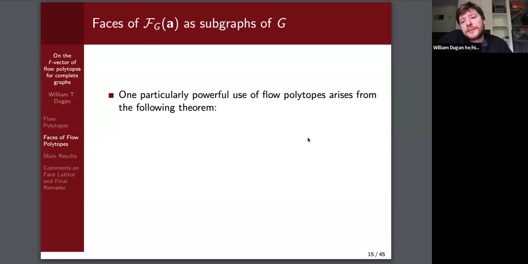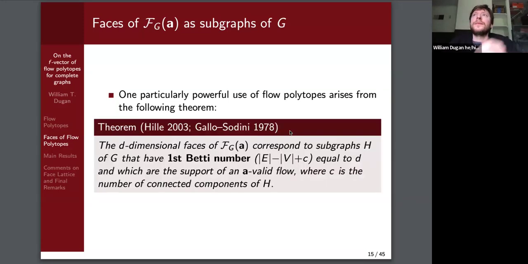One of maybe the biggest things I want to convey to you in this talk is, of course, the definition of flow polytopes, but also this following powerful theorem. The idea is if you can show that your polytope is a flow polytope, you have a very powerful technology for understanding its faces. This is a theorem due to Hille in 2003. It was known before, in the case of vertices at least, to Gallo and Sodini in 1978 in the context of optimization. Let me read what it says, and then I'll explain some more.